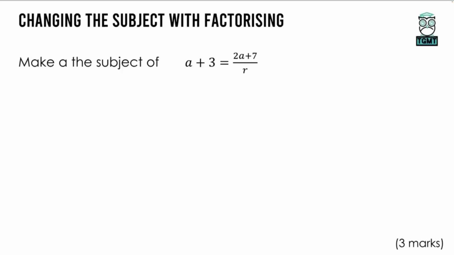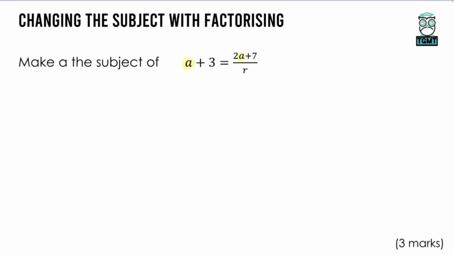And on to changing the subject with factorising. It doesn't tell us in the question we're going to need to factorise, but the big hint that we've got a more difficult version here is the fact that there is an a in two places, and that's what it wants us to make the subject. So we have an a here and an a there.